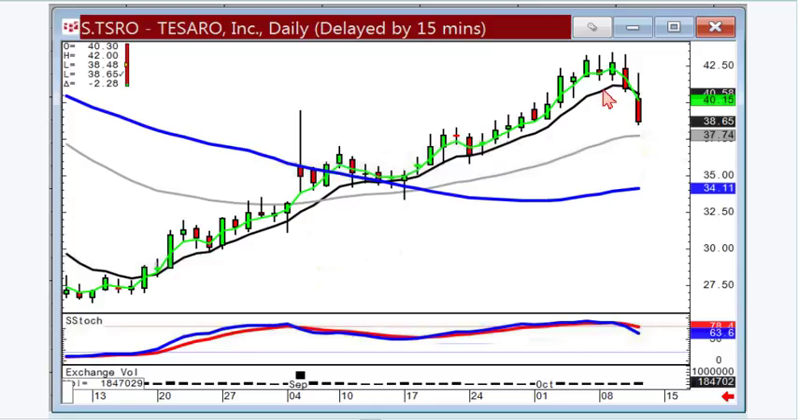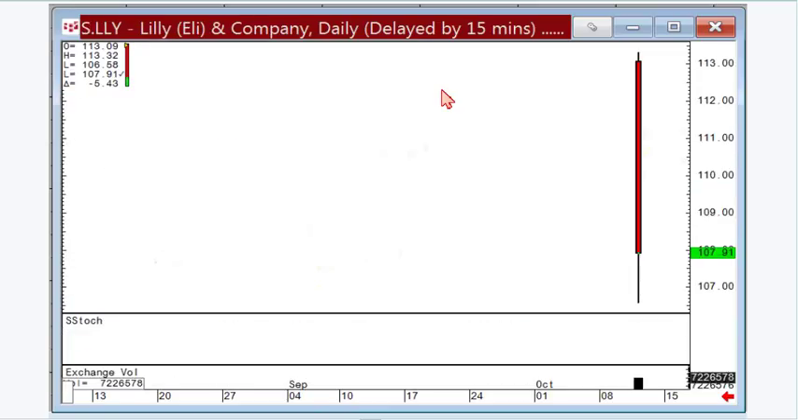TSRO, another one. Here's another important factor. Notice how they took it up and then they brought it back down. This becomes a very high probability entry on a short: if they're trading positive after a downtrend has started, and they come back down through the open, that means the bears are controlling the trades.